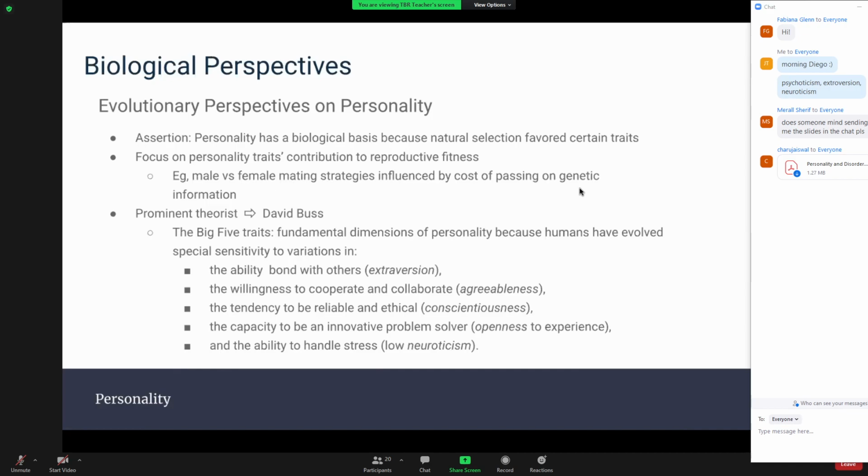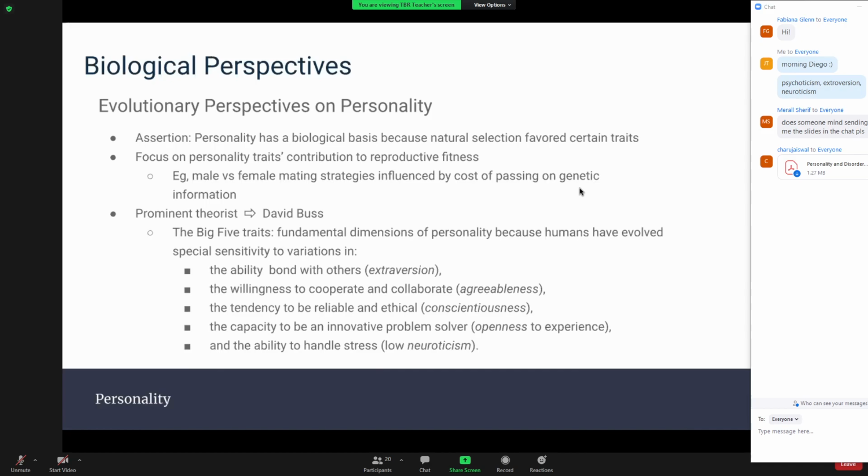But the idea is that whatever our ancestor was, the first one to bond together into groups increased their chances of survival. Well, that's extroversion. The willingness to cooperate and collaborate is agreeableness, another way of sharing resources and helping each other, because that also increases your chances of getting passed on through natural selection. Conscientiousness is reliability and being ethical, and then openness. Being a problem solver is a really great trait, because that way you can create the wheel and not drag things along.